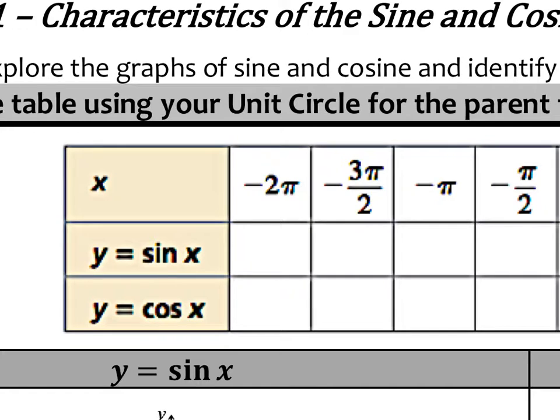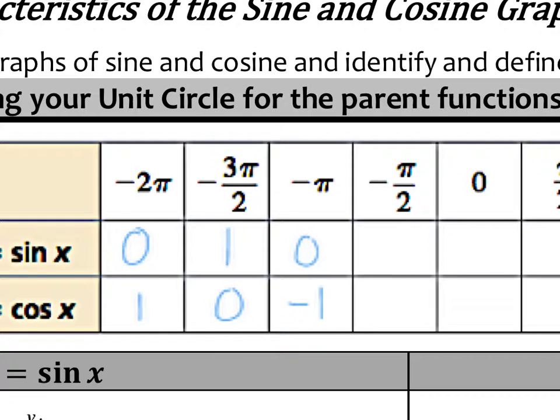So we want to think about what our y value and our x value are for sine and cosine. Remember that cosine is our x from the unit circle and sine is the y. So at negative 2 pi, our cosine, our x value, is 1, and our y value, our sine, is 0. Okay, and I'm just going to go ahead and fill these in. Negative 3 halves pi, 1 for sine, 0 for cosine. At negative pi, we have negative 1 as our x value, and 0 is our y value.